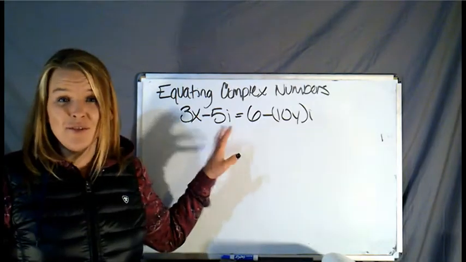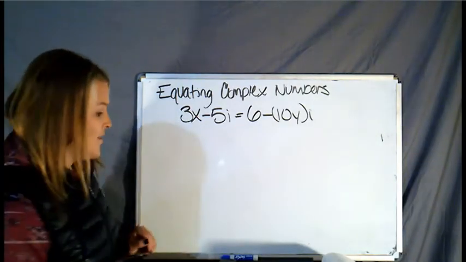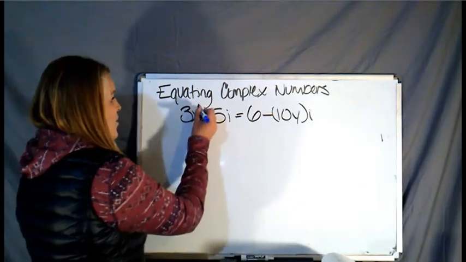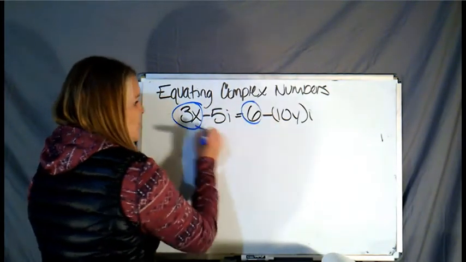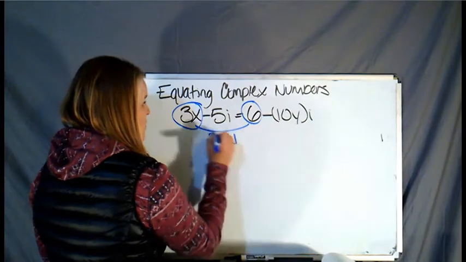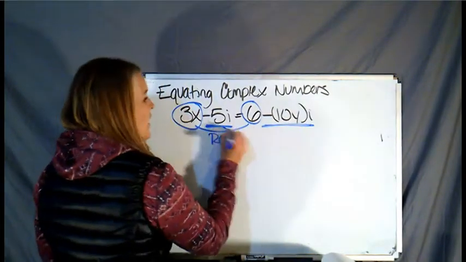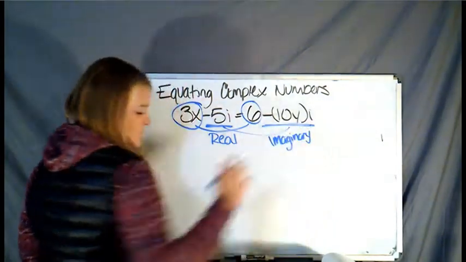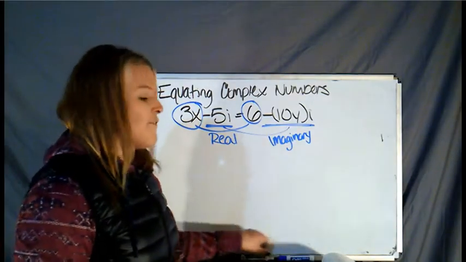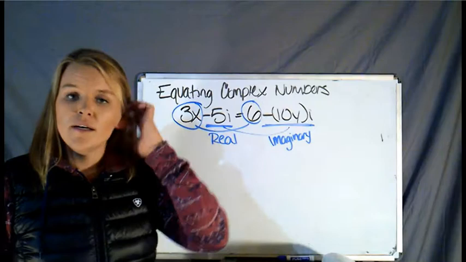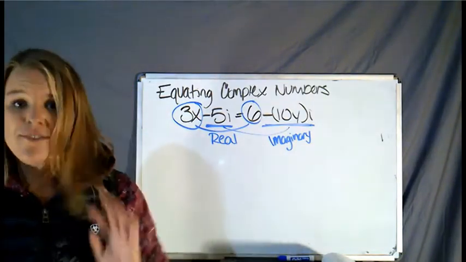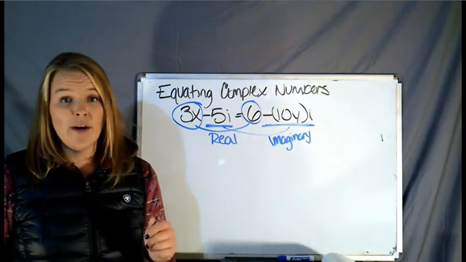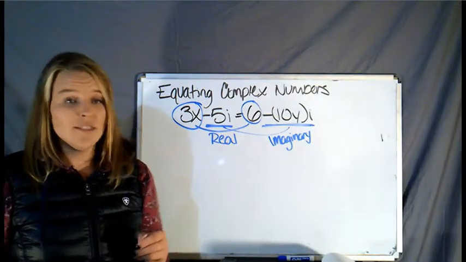So let's make these two complex numbers equal to each other. First, I want to start by pointing out what our real parts and what our imaginary parts are. Like I said, 3x and 6, those are the real parts. -5i and -10yi, those are the imaginary parts. So now, my first step in making these two complex numbers equal to each other is that I want to split them up into two different equations.